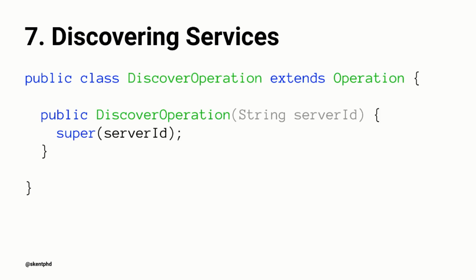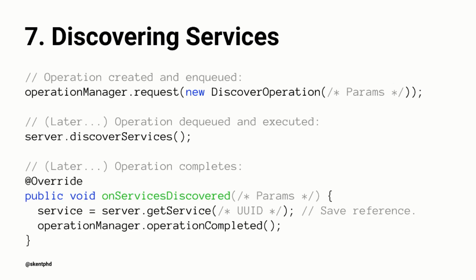So what we would do is, for example, create a discover operation which extends our base operation class. This discover operation doesn't need any other data, so it would basically be a very thin wrapper around the operation where it passes in the server ID. And then these are the steps that we'd follow. Again, this is pretty condensed, but somewhere in our on-connection-state-changed callback, instead of saying do the discovery, we would say, hey, operation manager, please queue up this discovery operation for me. Then at some point later, whenever we got back to that item in the queue, it would be removed from the queue and passed back to us.